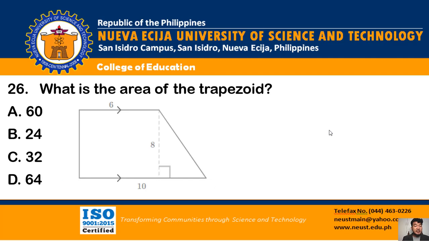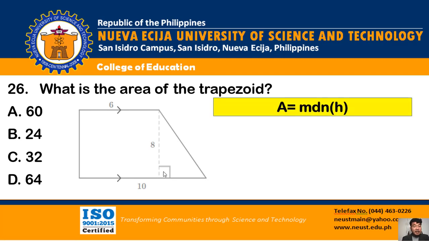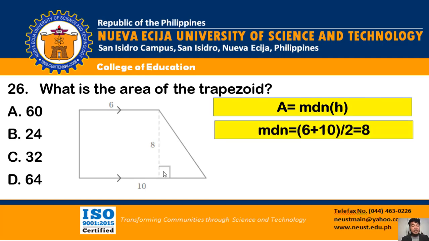Number 26. What is the area of the trapezoid? A, 60, B, 24, C, 32, D, 64. As you can see here, we have a trapezoid with 2 bases, and the measurements are 10 and 6 respectively, and the height is 8. The formula in finding the area of a trapezoid is median times the height. How do we solve for the median? We add the 2 bases, then divide it by 2. So you have 6 plus 10, which is 16, divided by 2 is 8.